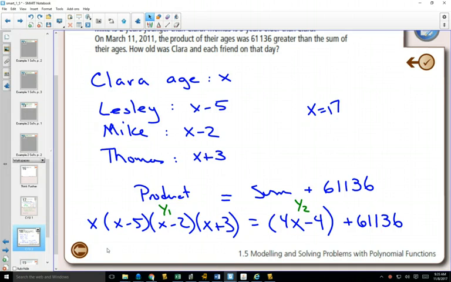And you could find out all the ages of the others. So Claire is 17, Leslie's 12, Mike is 15, and Thomas is 20. Yes? It's where the two intersect, where the X value is the same and works for both of them, and that would be your solution.